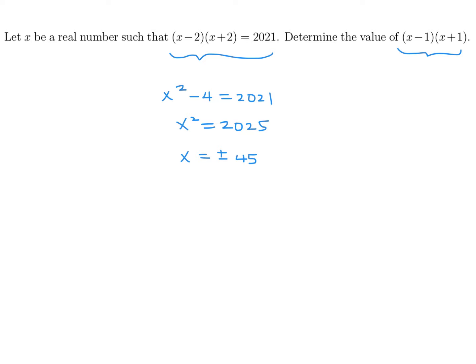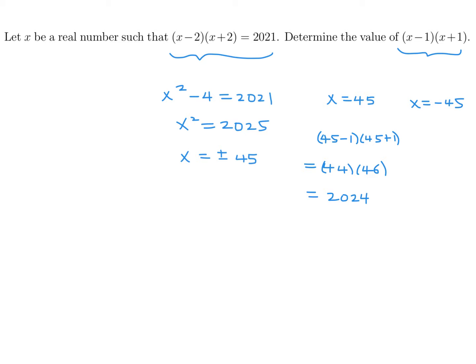That means we can just substitute x equals 45 and x equals minus 45 and see what the values will be. So if x is 45, this becomes (45 minus 1) times (45 plus 1), which is 44 times 46. And 44 times 46 is 2024.